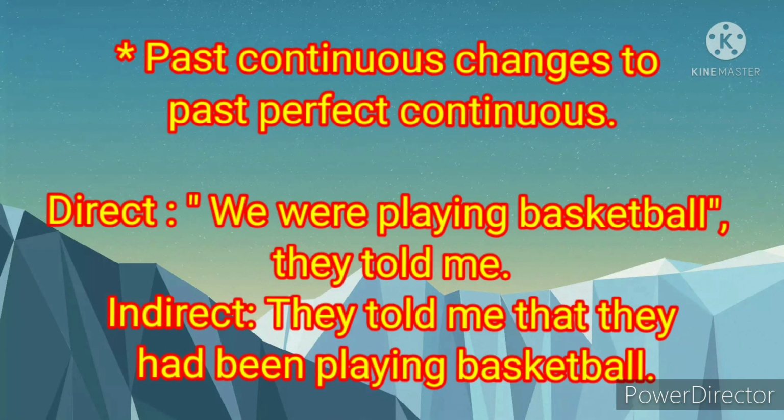In the same way, past continuous changes to past perfect continuous. Look at the direct speech sentence. We were playing basketball, they told me. Here, the reported verb were playing is past continuous and this changes to past perfect continuous. Look at the indirect speech sentence. They told me that they had been playing basketball. Here, had been playing is past perfect continuous tense. Okay, past continuous changes to past perfect continuous.